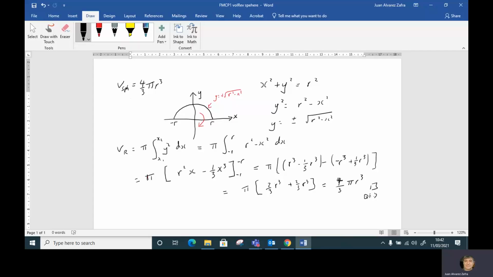I was asked about the volume of revolution of a circle that doesn't produce a sphere but produces a torus or a donut shape. I think that will be possible to do in the second year when we have done second year calculus. So remind me about that if you're interested. So for the moment, that's it.